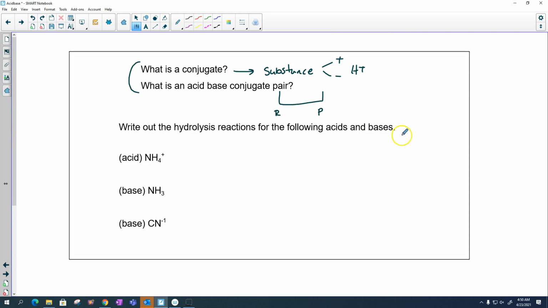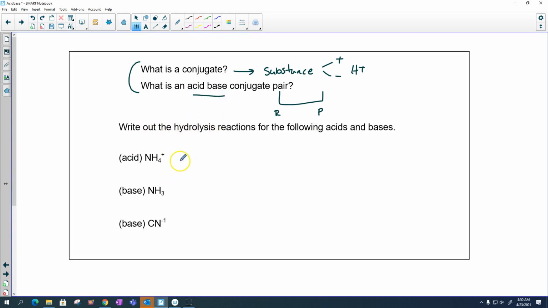So let's write out the hydrolysis equation for these acids and bases. I'm indicating which is acid and which is base, and we're doing a little more work on your own here. So this is an acid. Pause the video, write out the hydrolysis equation, and then link them for acid-base conjugate pairs. I'll talk a little more about the acid-base version of this as we get to the end, but try it on your own first.